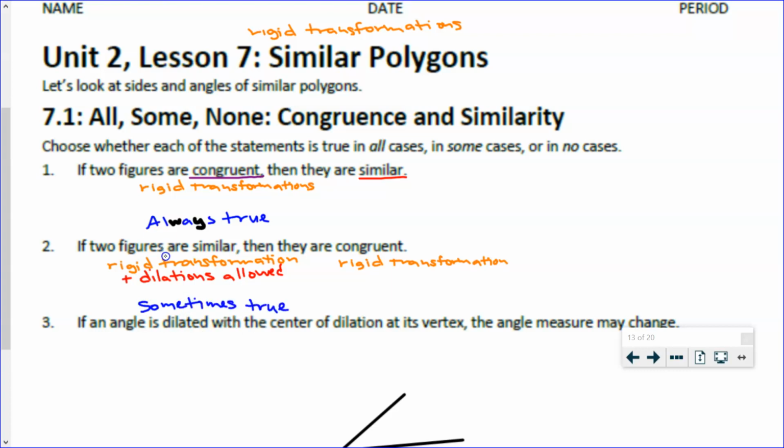Because here, if they're similar, then that means I maybe did a rotation and a reflection. And if all I did is a rotation and a reflection, would it be congruent? Yeah, because that's just rigid transformations. But maybe I did a translation and a dilation. Would that be congruent? No, because of that dilation. So sometimes it's going to be true, sometimes it's not going to be true.